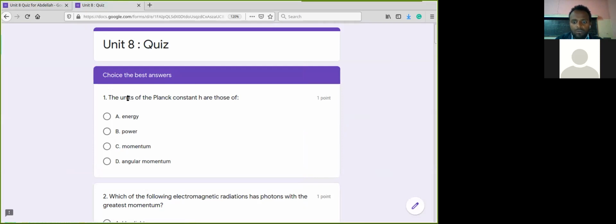Hello? Yes, fine. Okay. So the first question says that the units of Planck's constant H is one of, which one of the following? A, energy, power, momentum, or angular momentum? Check it in your notebook and see which one is the correct answer.